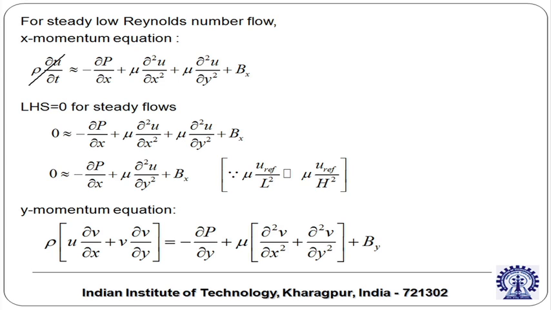So, to generalize, here in the slides we have written the final form of the X momentum equation with a body force term Bx, which on the board, when we were working it out, we neglected. In the X momentum equation, we neglected mu del 2 u del x 2 term as compared to mu del 2 u del y 2 term, because mu u reference by L square is much much less than mu u reference by H square. Similar analysis we did for the Y momentum equation.